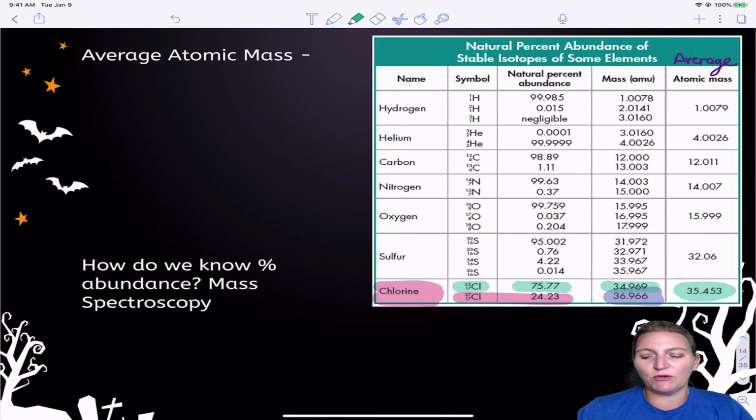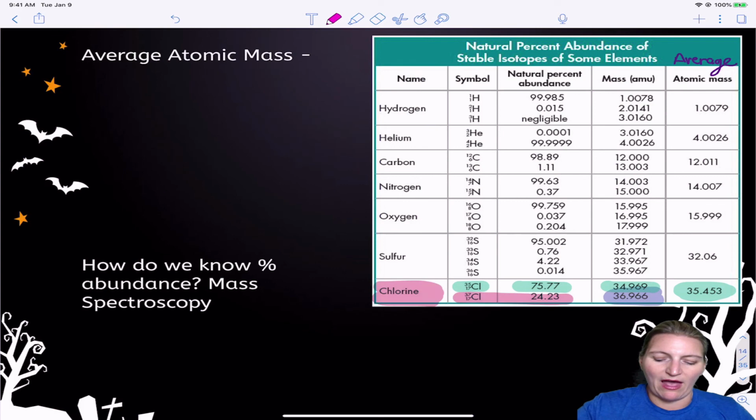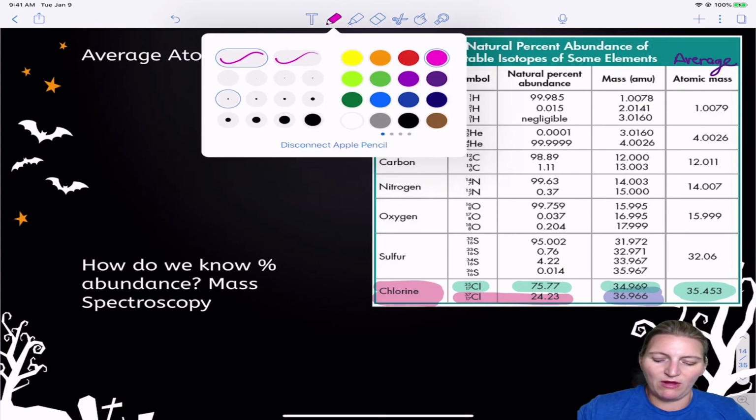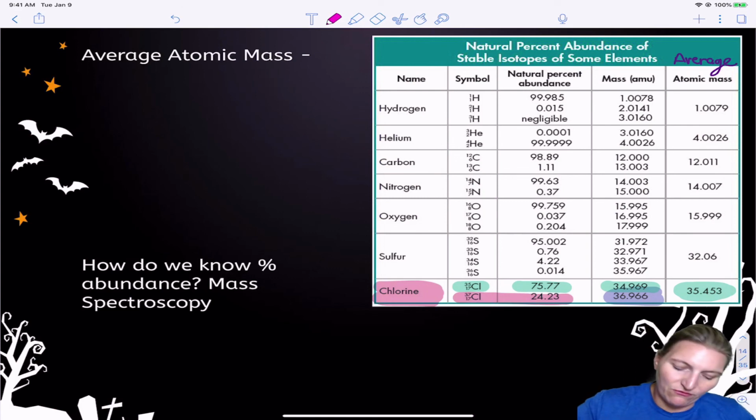So we can use these percent abundances to figure out the average atomic mass, and the average atomic mass is what we can use anytime we need to talk about the mass of the atom. So when we discuss the definition of average atomic mass, we want to make sure that we really highlight the fact that it is a weighted average. It's the weighted average mass of all the isotopes that exist in nature.